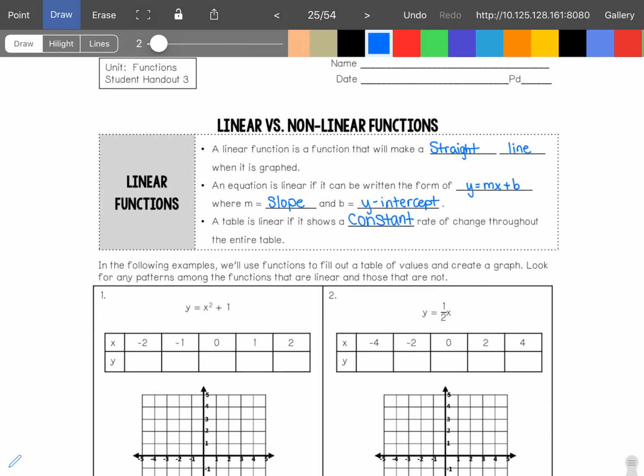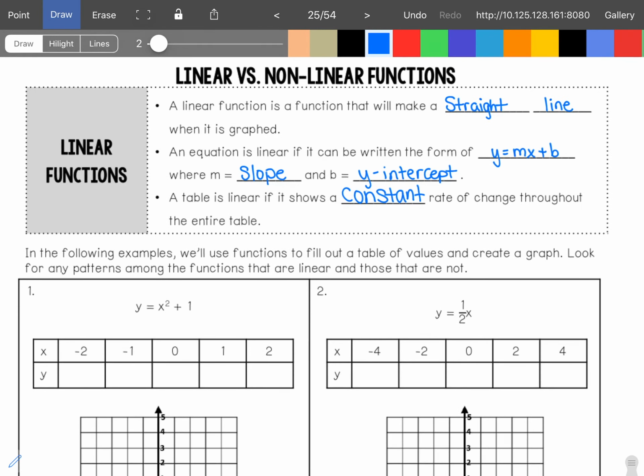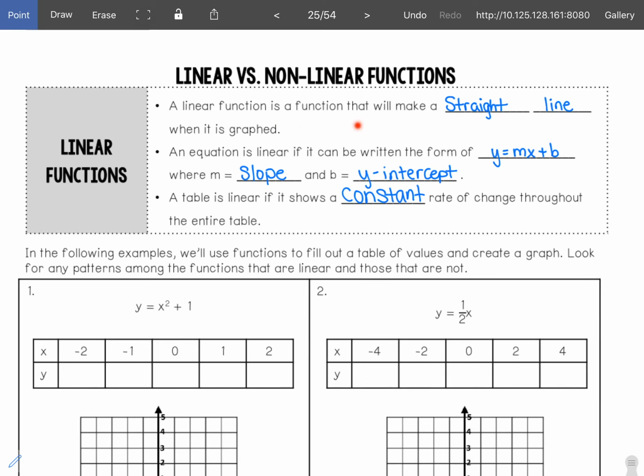Okay, this lesson is on linear versus nonlinear functions. A linear function is a function that will make a straight line when it is graphed. An equation is linear if it can be written in the form of y equals mx plus b, where m is the slope and b is the y-intercept. We've already gone over that in previous lessons, so that should not look new. And then a table is linear if it shows a constant rate of change throughout the entire table. So make sure you have these notes down, and then we'll move forward.